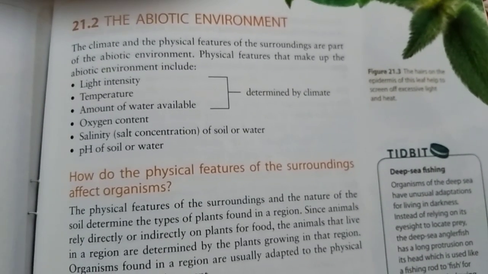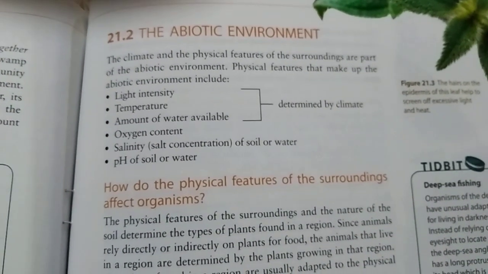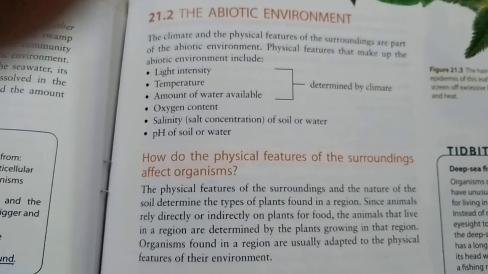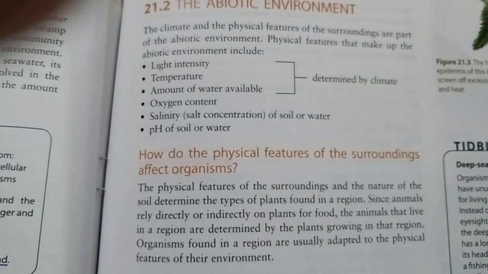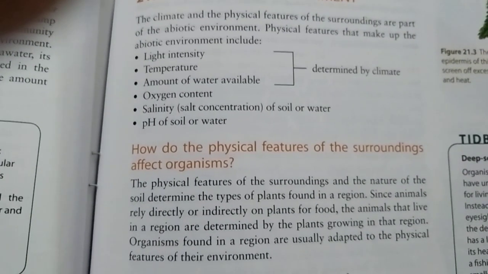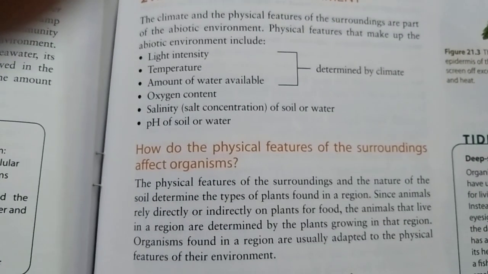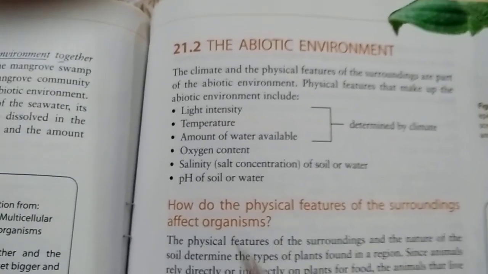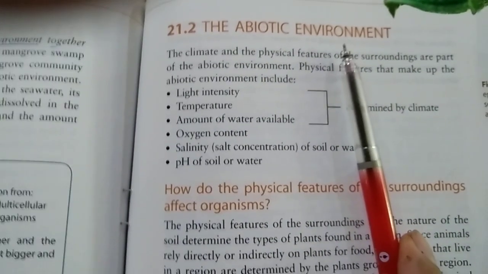Throughout this course, we will learn about abiotic components of environments like light and temperature, water, oxygen, salinity, pH. Here we will improve our learning skills and reading skills. Now we discuss abiotic components. Let's start with the abiotic environment.